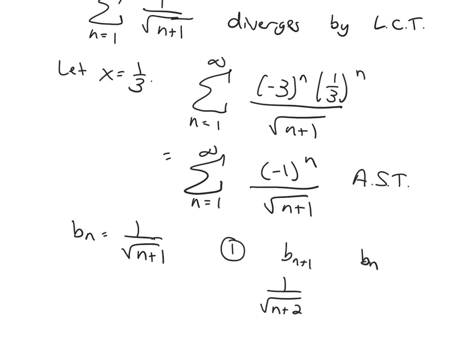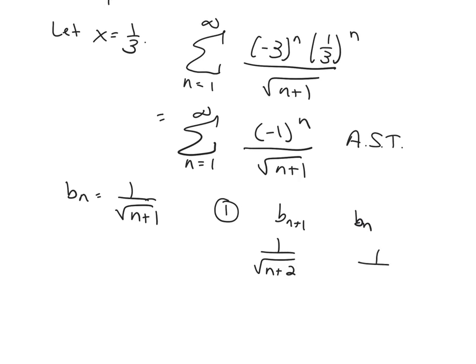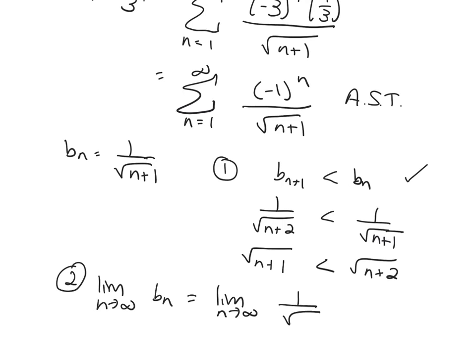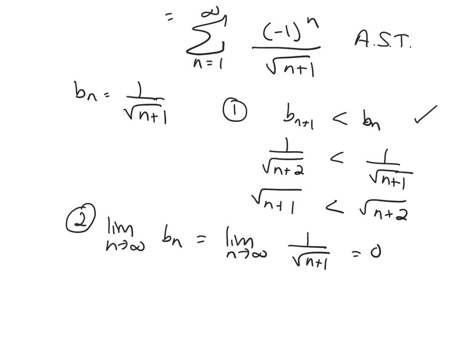1 over the square root of n plus 2 and 1 over the square root of n plus 1. Cross multiply. So I can say which one of these is bigger. The square root of n plus 2 has to be bigger because the square root is an increasing function. So this establishes that my sequence is decreasing. The only other thing I need to check is that the limit of bn is 0. But it is. Okay. So we're good to go?